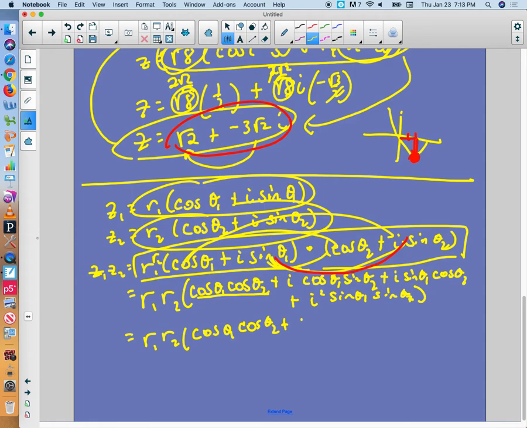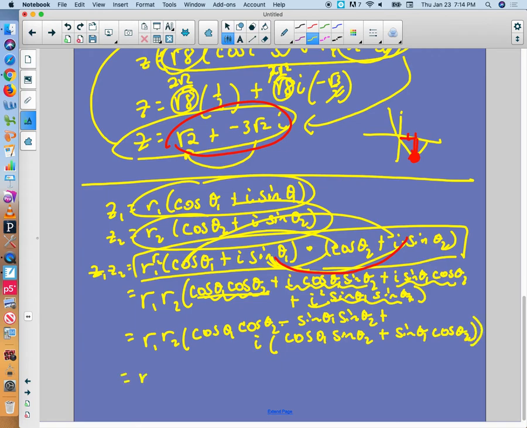So that part I'm going to move over here. i squared, you should remember from algebra, is -1. So this one is here. This one is minus sine theta 1, sine theta 2. These both have an i in them that I'm going to factor out, and that gives me cosine theta 1 sine theta 2 plus sine theta 1 cosine theta 2.